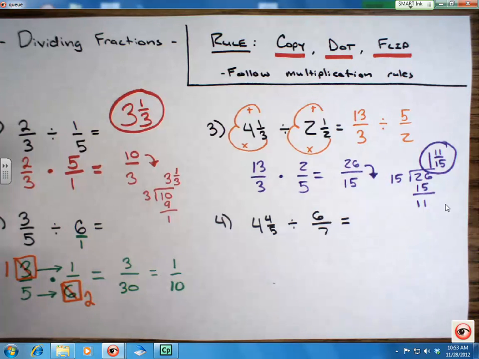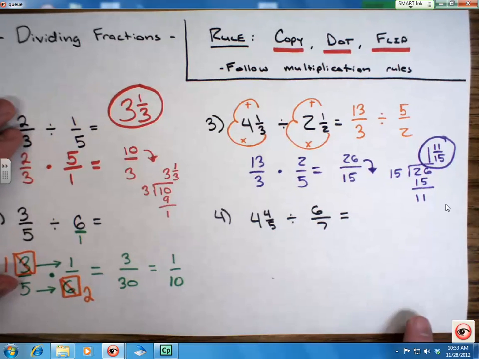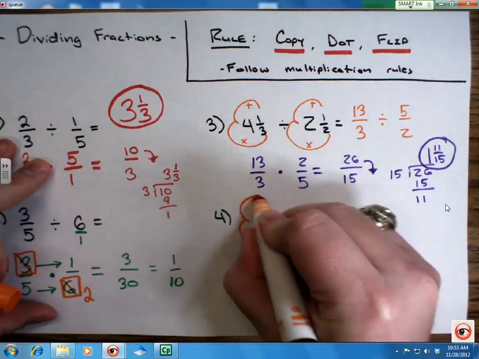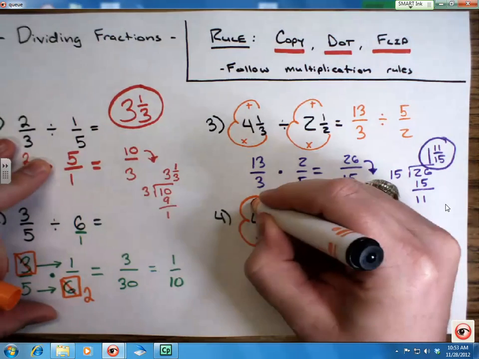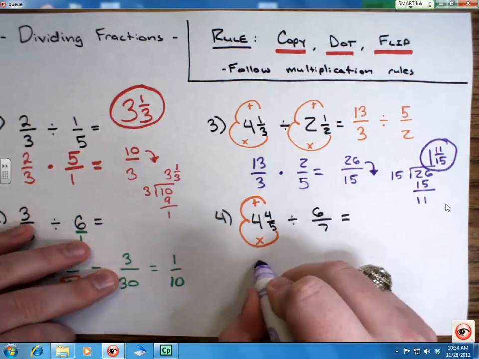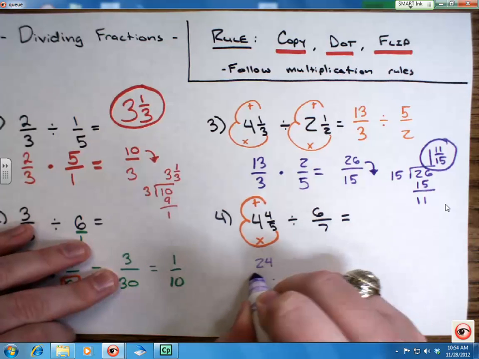All right, let's take a look at number 4. What is the first thing that I have to do here on number 4? What's the very first step? Yeah, I got to change this into an improper fraction. That's the very first thing I need to do. Yes, and that is going to become 24 over 5. I don't know. Let's look and see what we have. So we have 24 over 5.